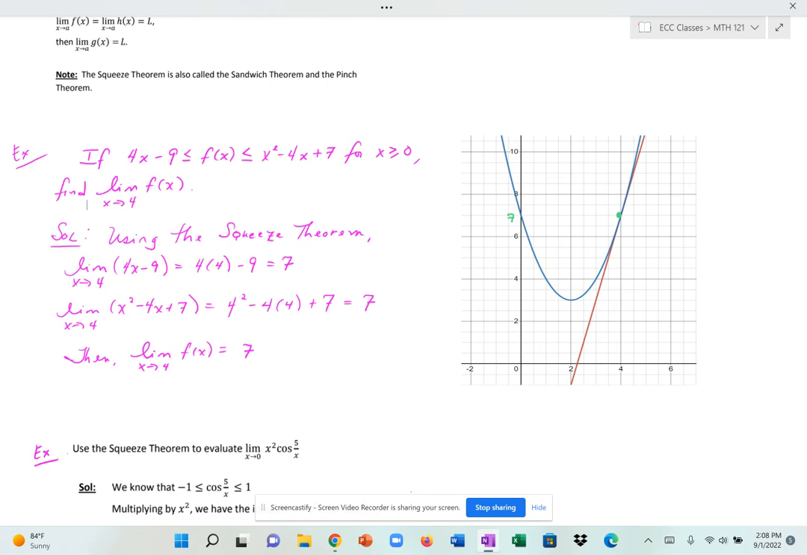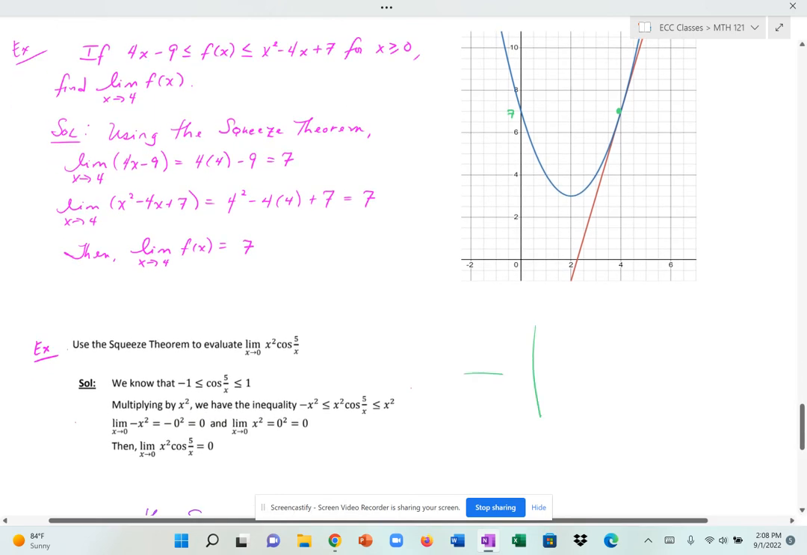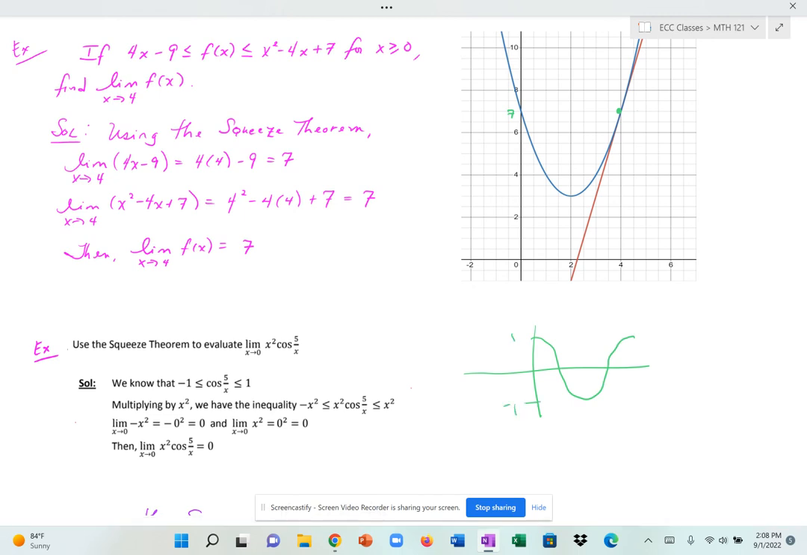Now the graph of the cosine function looks like this. It oscillates up and down between positive 1 and negative 1. The y values are never bigger than positive 1 and never smaller than negative 1. So it is safe to say that this inequality is true just for cosine: negative 1 is less than or equal to cosine of 5 over x, which is less than or equal to 1.